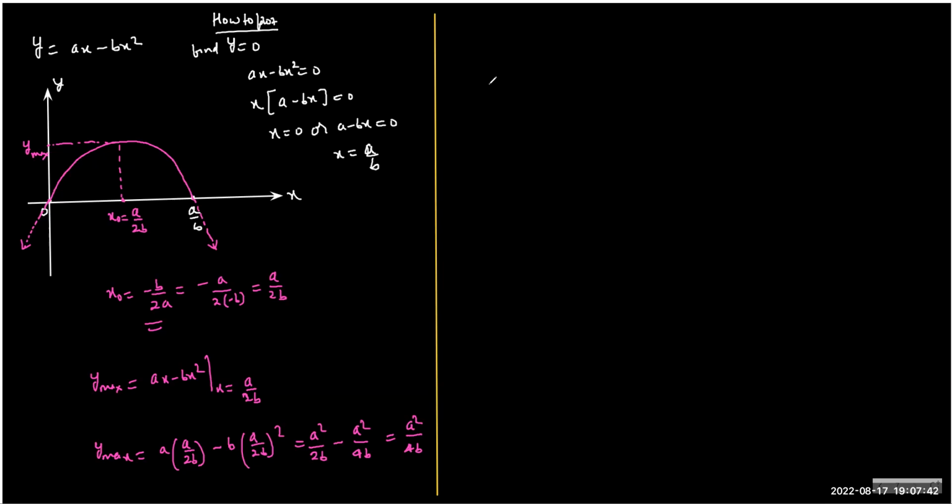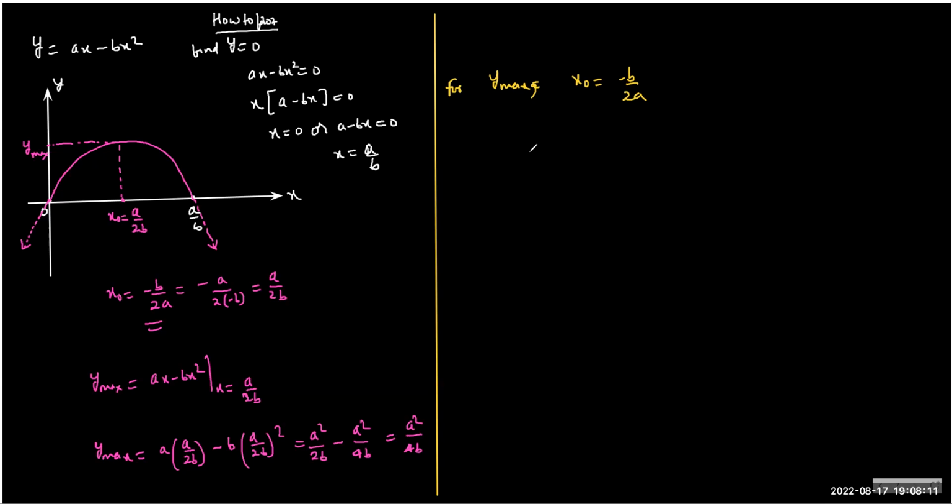Again, it is very simple. You can do it in multiple ways. The maximum is possible for y maximum. The answer we got, how much is the x value? Minus b by 2a. I hope you remember. Minus b by 2a. This is a simple way to remember.